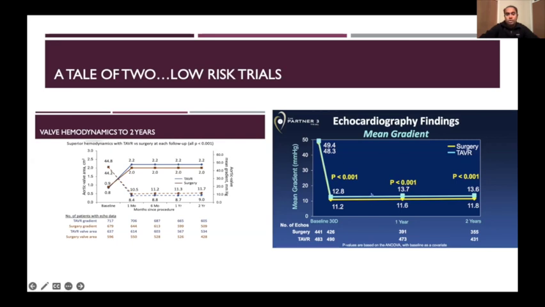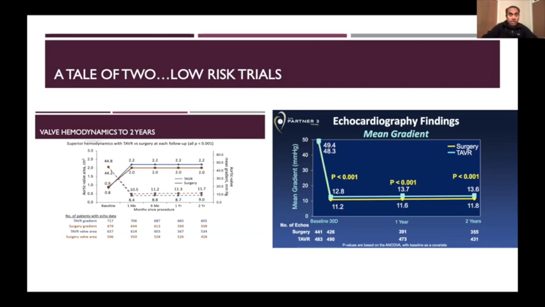Again, how this relates then to long-term durability, we're going to see once we get out to like 5 years, I think. And maybe these curves will cross. You saw the hard outcomes in Partner 3 between year 1 and 2 be significantly different as far as what was different between surgery and transcatheter aortic valve replacement.